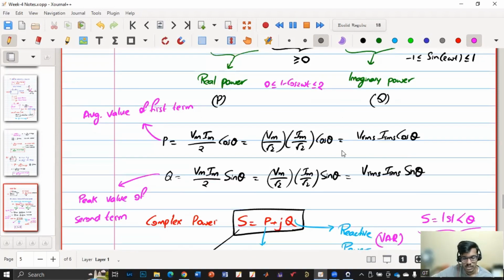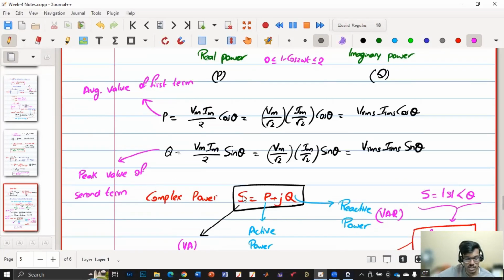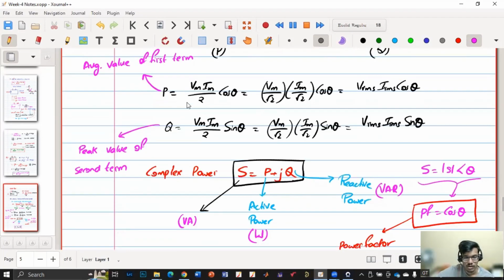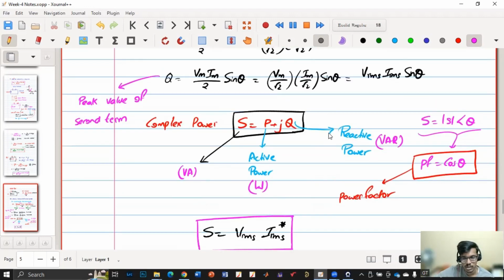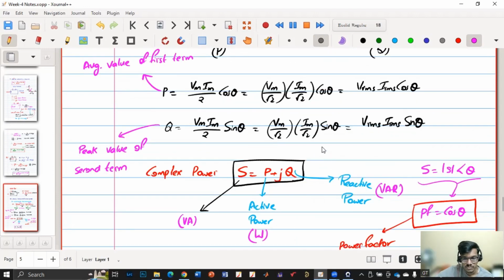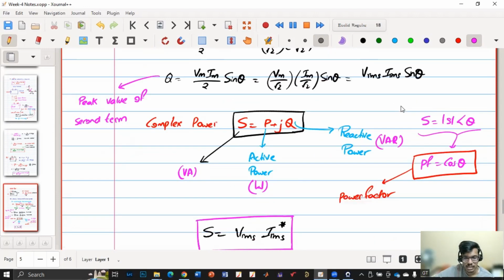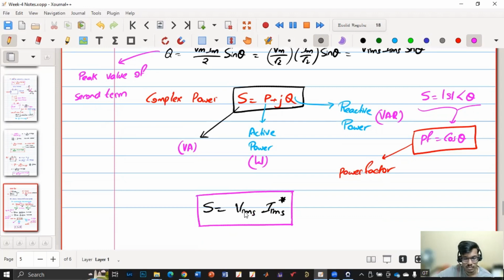Complex power is defined as S equal to P plus jQ, where P is VRMS IRMS cos theta, and Q is VRMS IRMS sin theta. So it can also be written as VRMS into IRMS angle theta, or as V phasor into I star phasor. Actually, I should not write RMS, it should be V phasor times I star phasor.